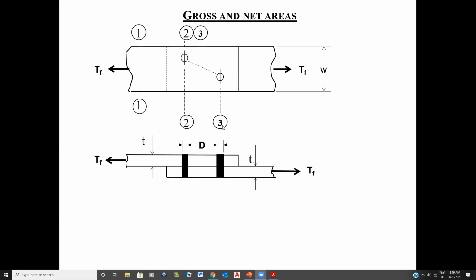Now here we're going to talk about two new variables, okay? The gauge and the pitch. So the pitch is a distance that is parallel to where the force is applied, and the gauge is a distance between the holes that is perpendicular. So that's how you can remember it, okay? So this is the pitch, that's the gauge.